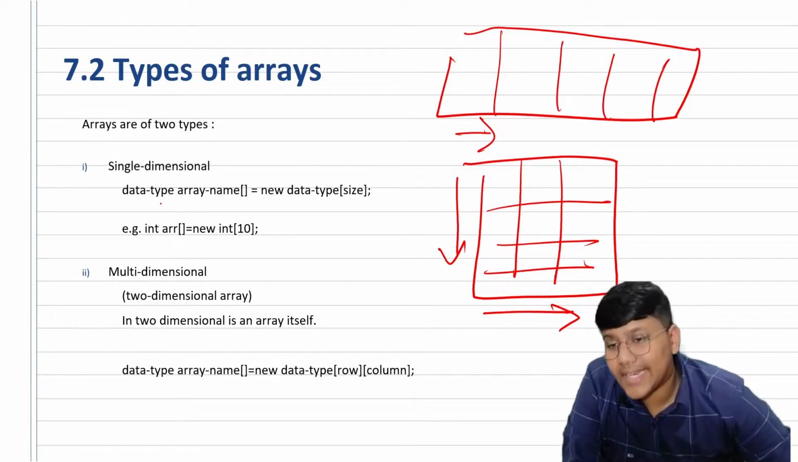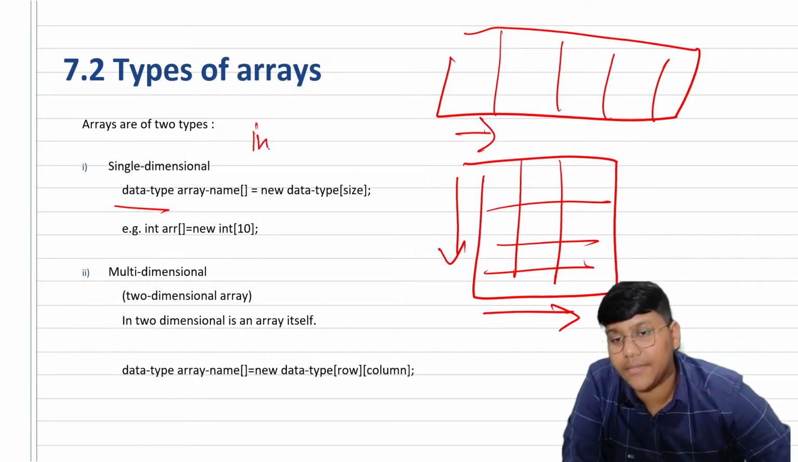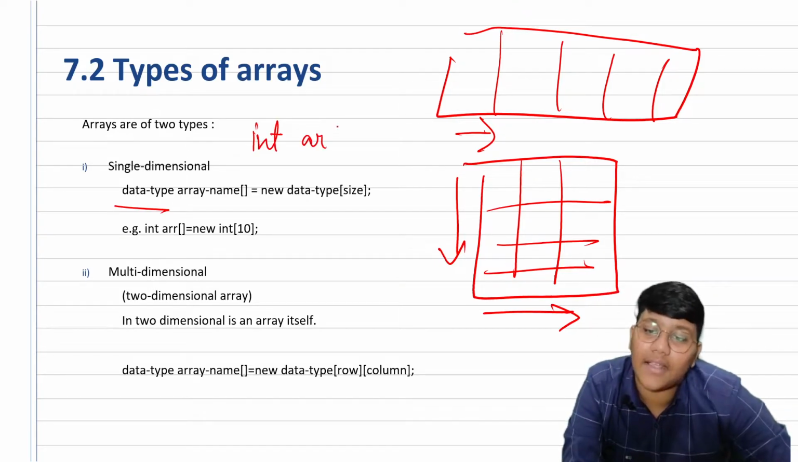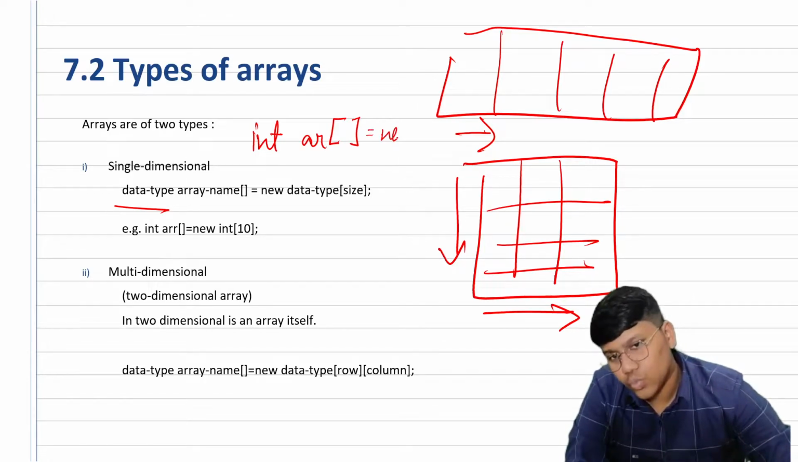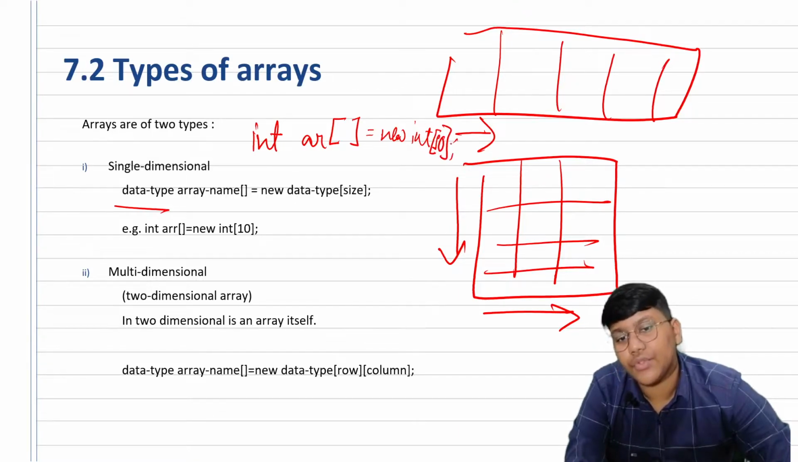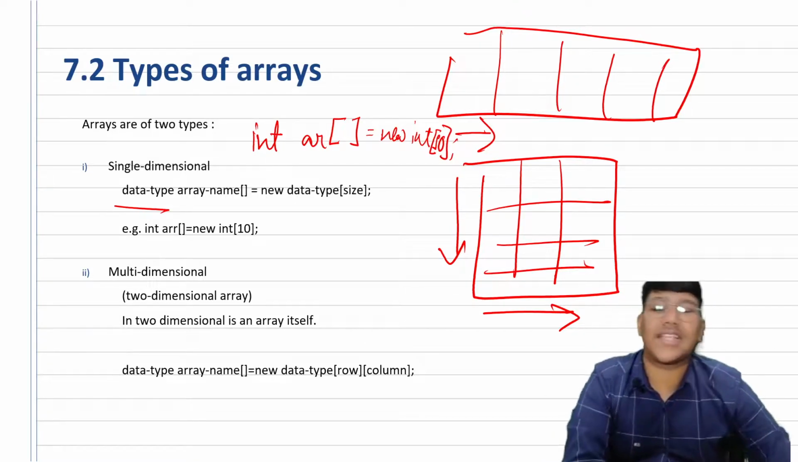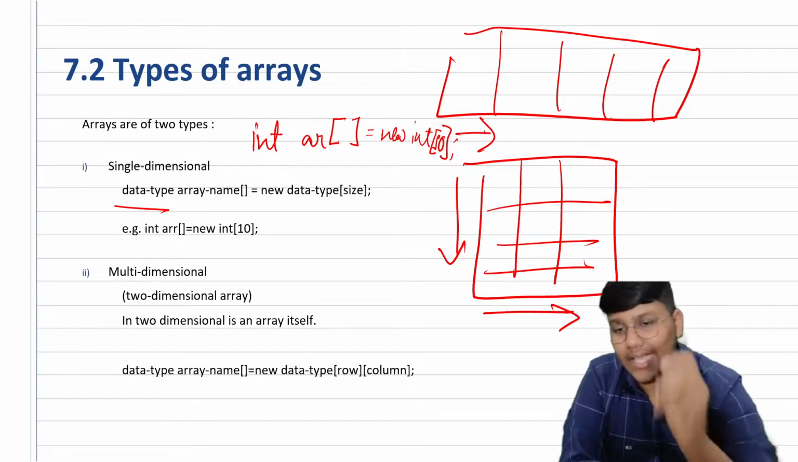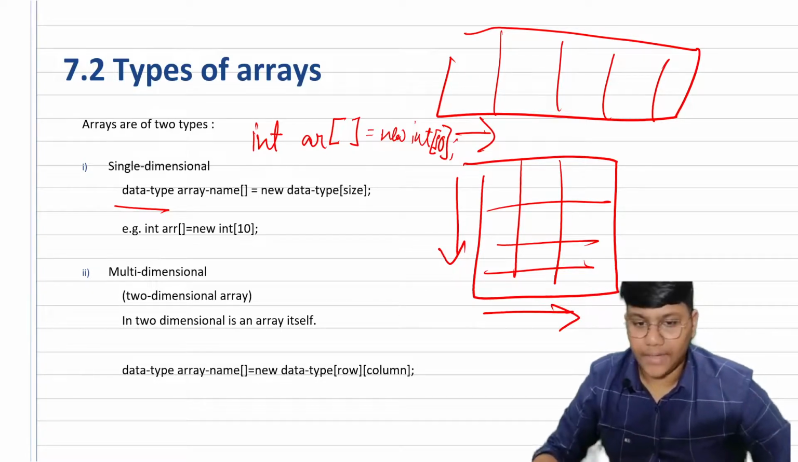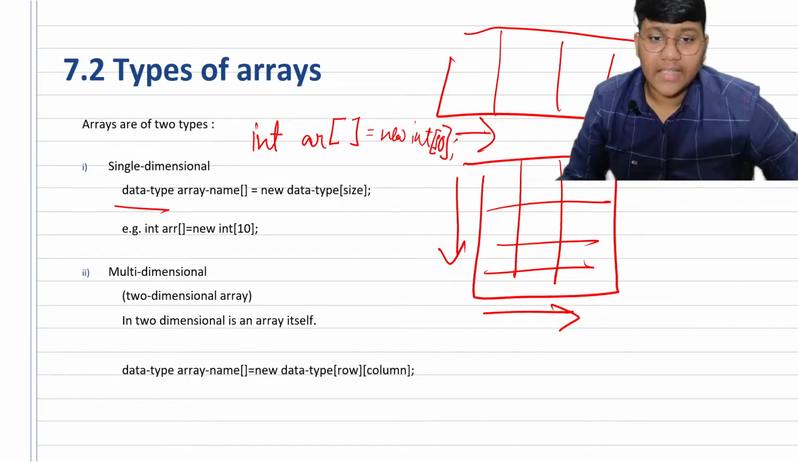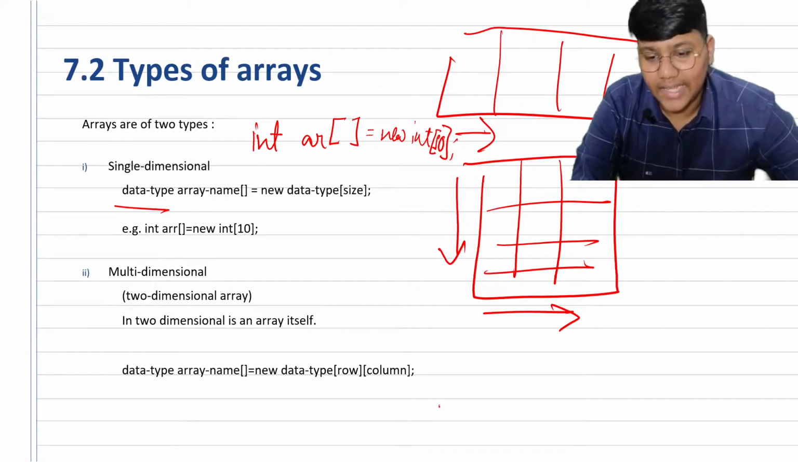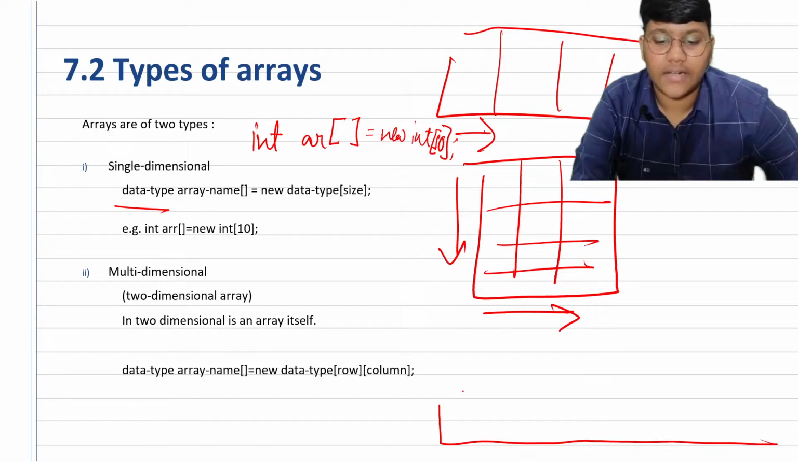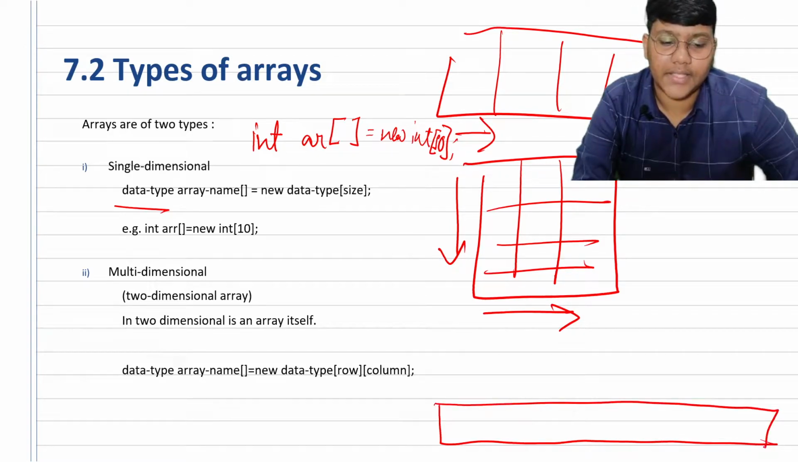Now how to declare them? Data type, for example, int array name AR, then square brackets equal to new int, size, for example 10. We have to store 10 int values under the array AR. So for example, if this is the array AR, it will have 10 places for int.